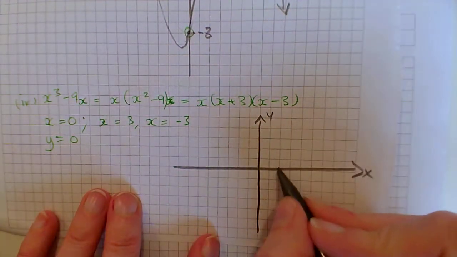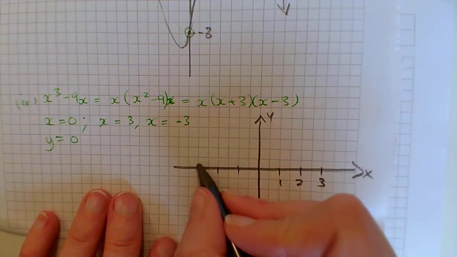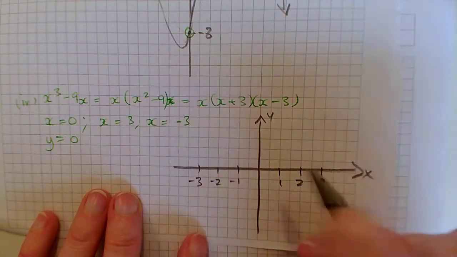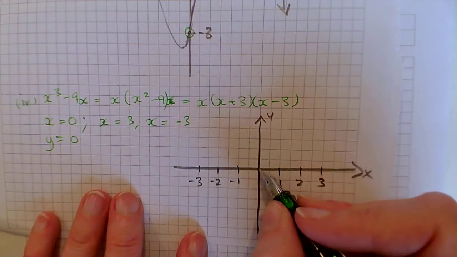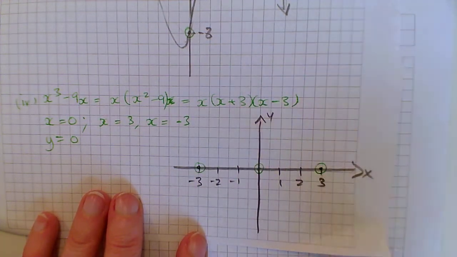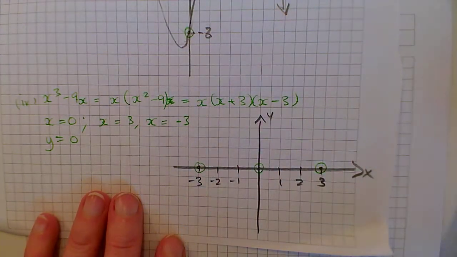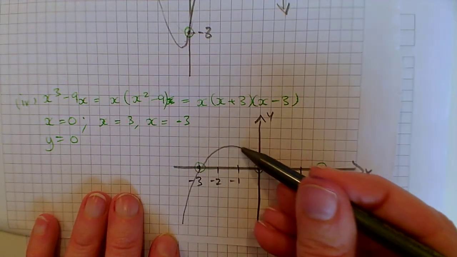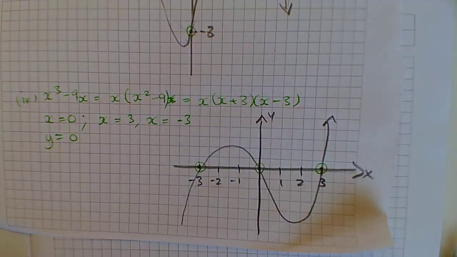X, y, 1, 2, 3, 1, 2, 3, and we don't care about the y scale at all because the y-intercept is at 0, 0, 0, and this one is perfectly symmetrical, and we know that it ends pointing up. So up and down like that.